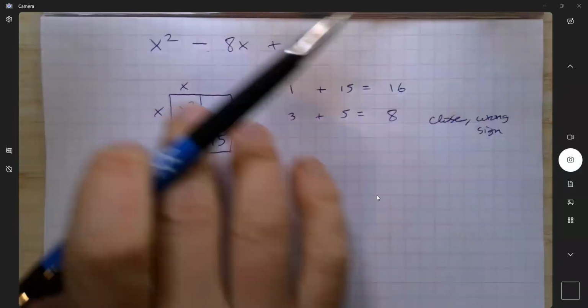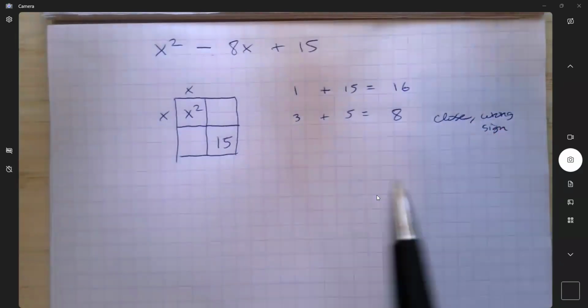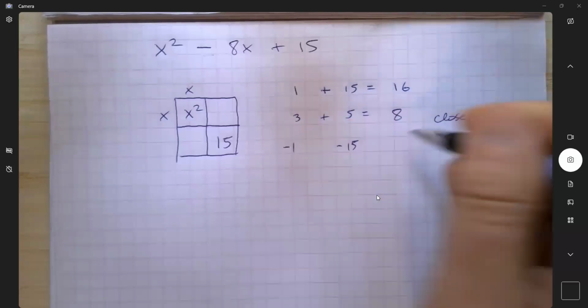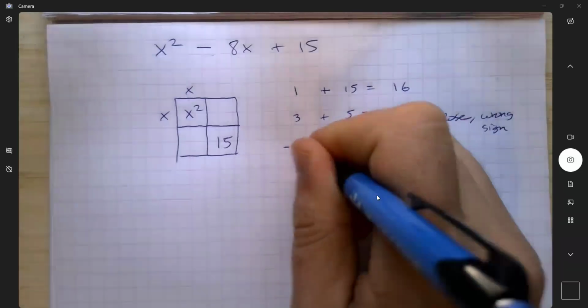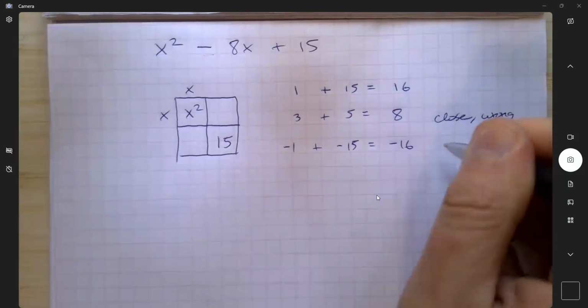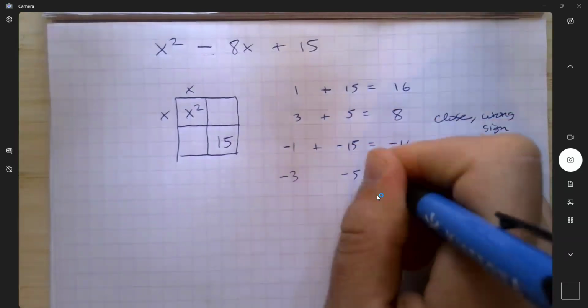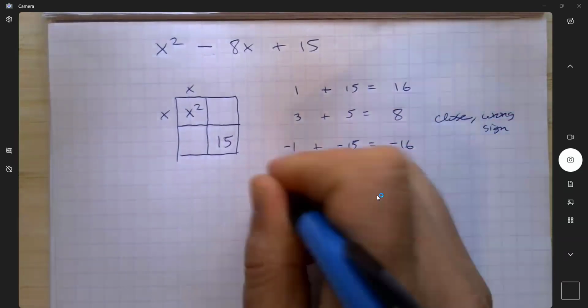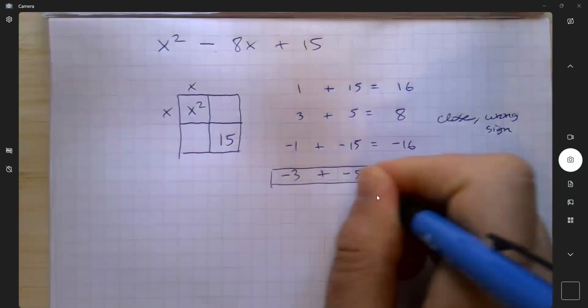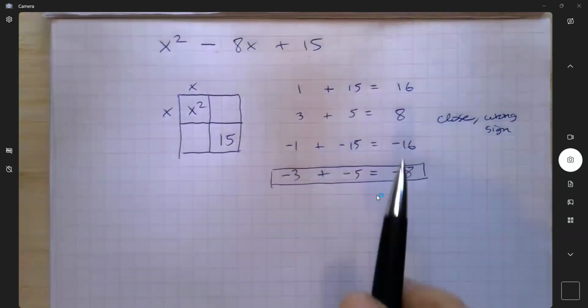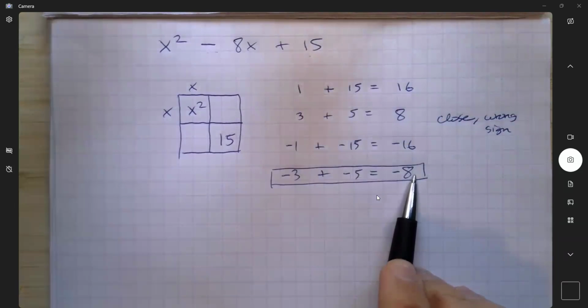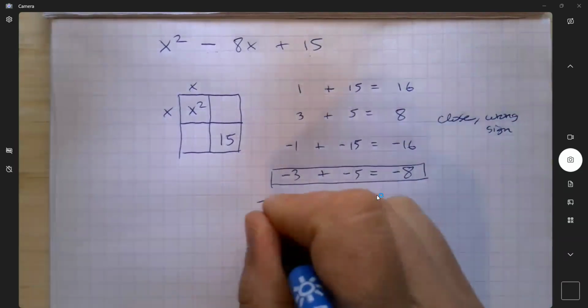So there are actually other sets of integers that multiply to be 15, -1 and -15. -1 times -15 is +15. So that's an option. And so -3 and -5, aha, when we add those together, I get -8. -3 times -5 is +15, and -3 plus -5 is -8. So in general, check positives and negatives.